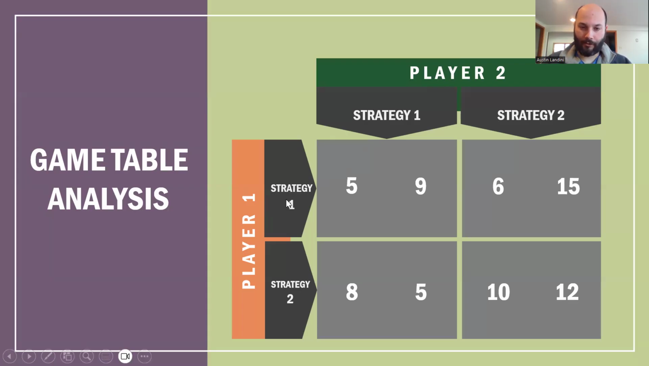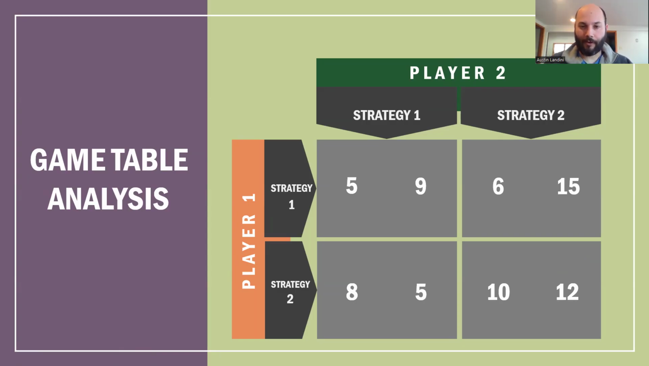If player one picks strategy one, and player two picks strategy two, player one gets 6, player two gets 15. Right? And so on. If player one picks strategy two and player two picks strategy one, we're here. If they both pick strategy 2, we're here. In each case, player 1's payoff first, then player 2's payoff. So how do we go about solving this using best response to find the Nash equilibrium?